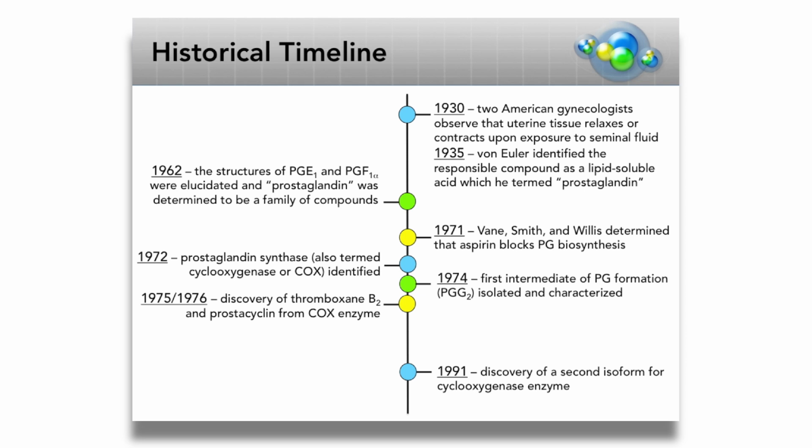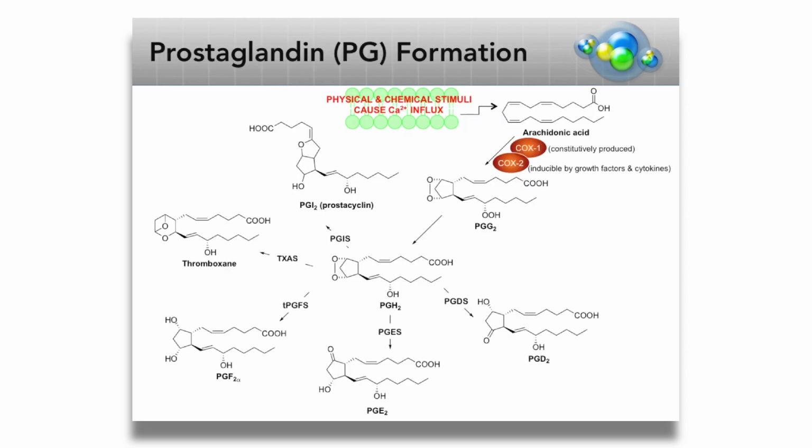The intermediate, PGG2, was determined, and other products of the cyclooxygenase enzyme, such as thromboxane B2 and prostacyclin, were all discovered in the mid-1970s. Nearly 20 years later, it was discovered that it was not just one enzyme, but two cyclooxygenases that are responsible for the formation of these compounds in vivo. Shown on this slide is the pathway that we now understand for prostaglandin formation.